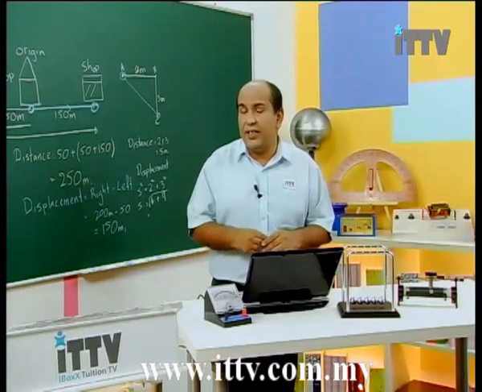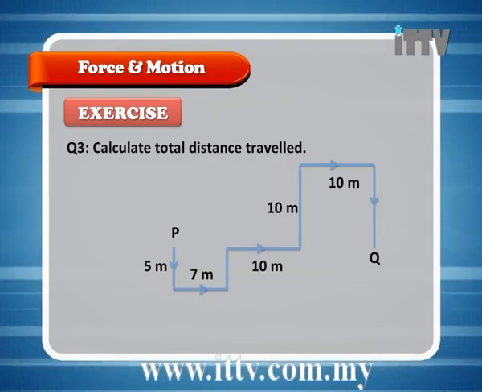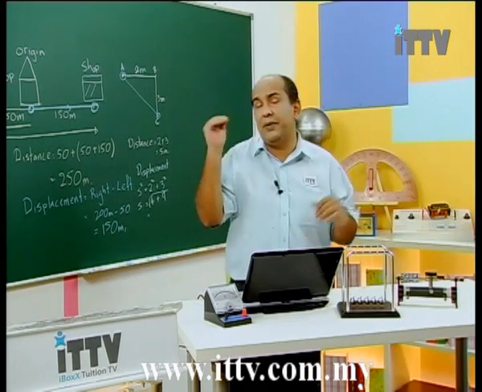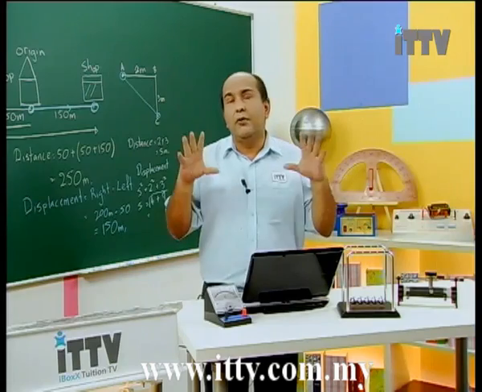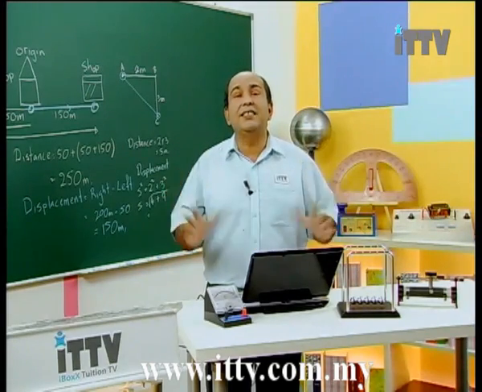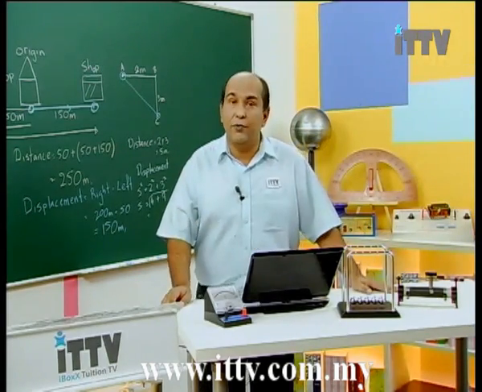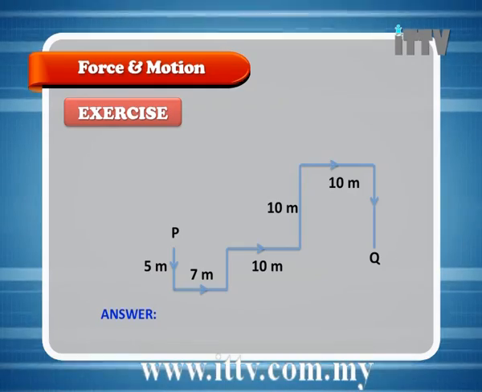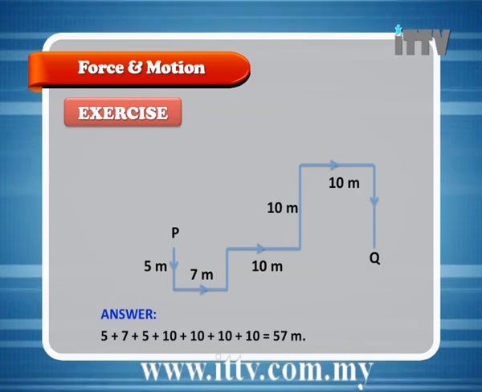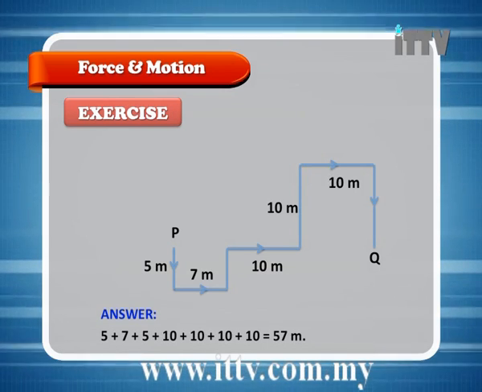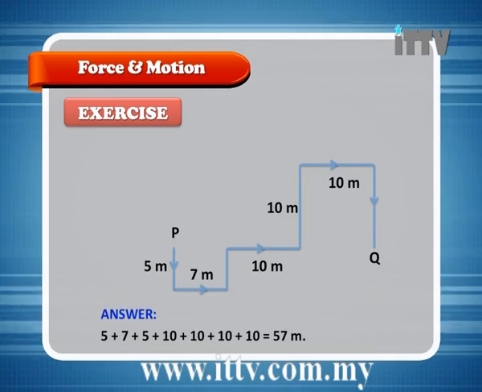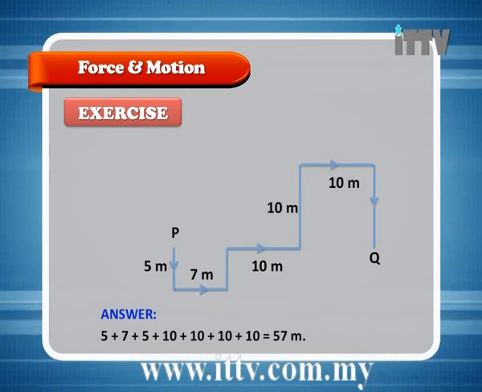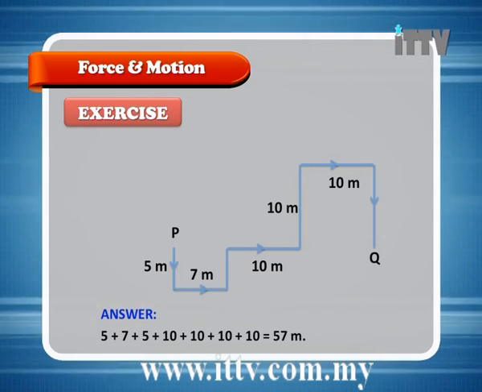Now let's try a slightly trickier question. Calculate the total distance traveled. Now, even though we're going up, down, left, right, and all of these, remember, keep it simple. Distance is the total length that you have gone through. So just add everything up. The answer: 5 plus 7 plus 5 plus 10 plus 10 plus 10 plus 10 equals 57 meters.